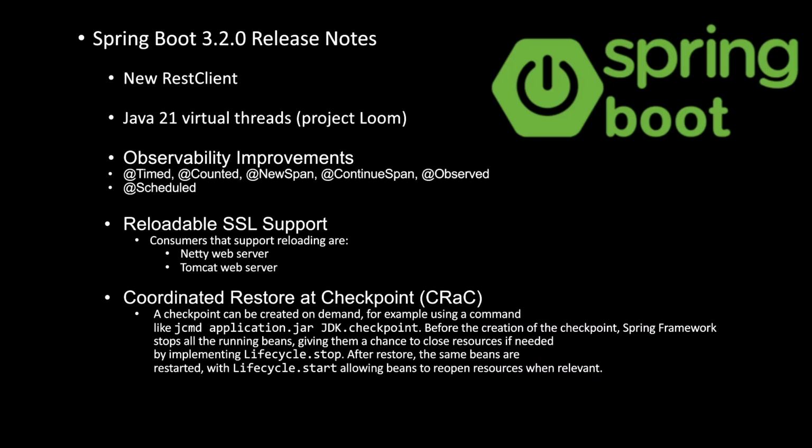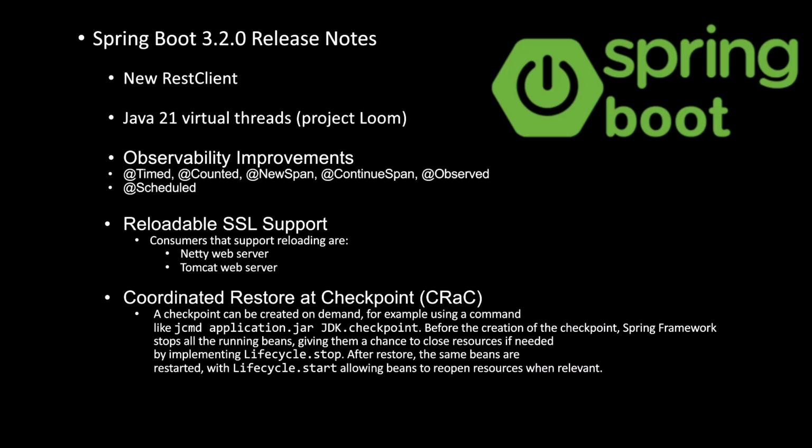For the observability improvements, you can now use Micrometer's @Timed, @Counted, @NewSpan, @ContinueSpan, and @Observed annotations. The aspects for them are now auto-configured if you have AspectJ on the classpath. And the @Scheduled annotated methods are now instrumented for observability. And observability for R2DBC has been added as well.